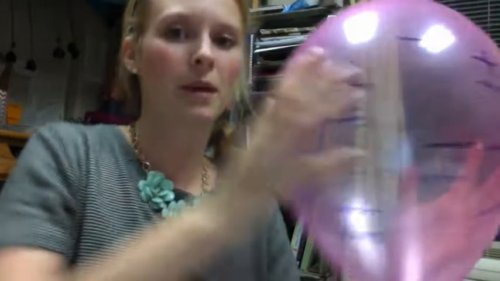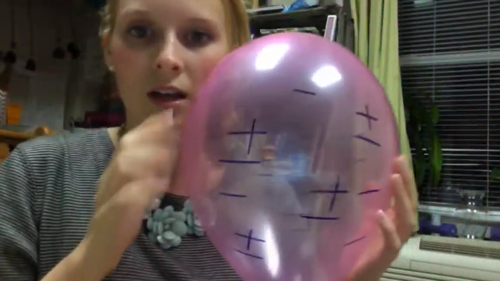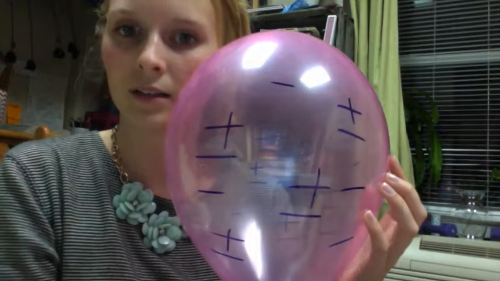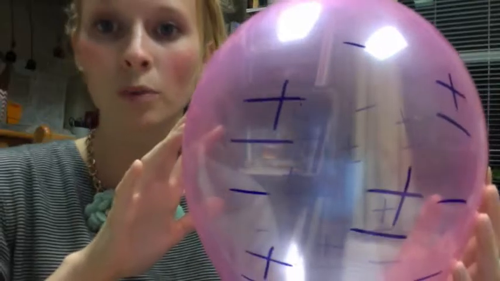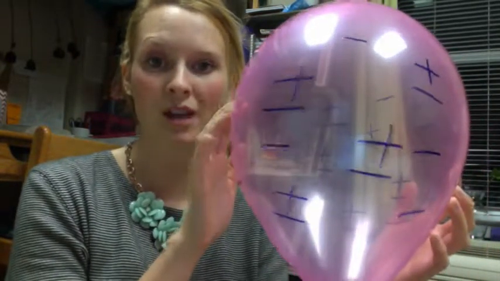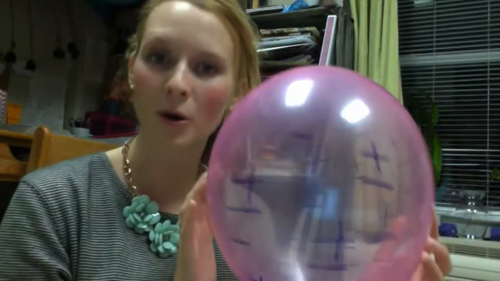Some of the electrons from my hair have rubbed off onto the balloon. So now, as you can see, I added 4 more electrons. So there are now 8 electrons and only 4 protons. And that means that this balloon now has a negative charge. Why? Because there are more electrons than there are protons. So it is negatively charged.